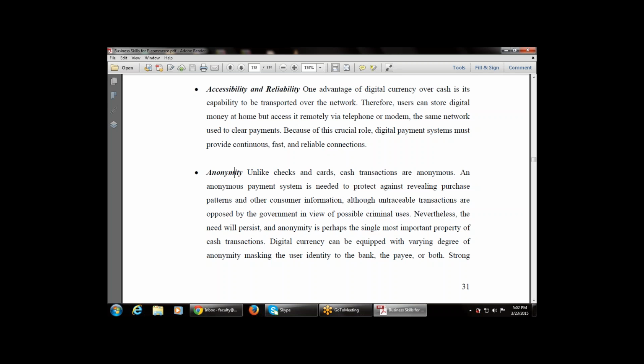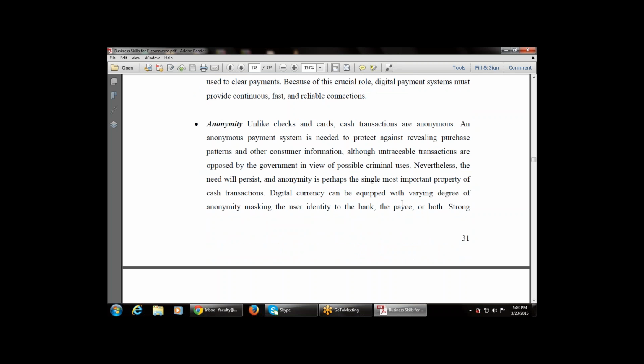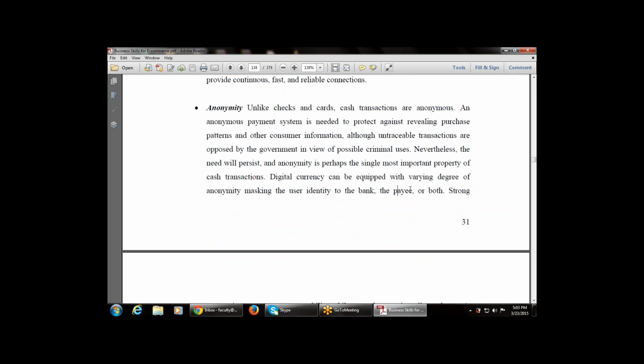Digital currency can be equipped with varying degrees of anonymity. Whenever I say digital currency, it must include anonymity by masking the user identity to the bank, the payee, or both. So if I make an e-payment, whether with my debit card number, my credit card number, or whatever mode I am using, that information must be supplied to the bank in the case of the e-payment system. It may be the bank, it may be the payee, it may be both the bank and the payee.